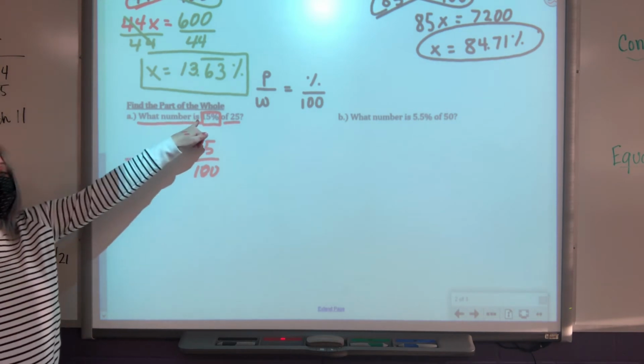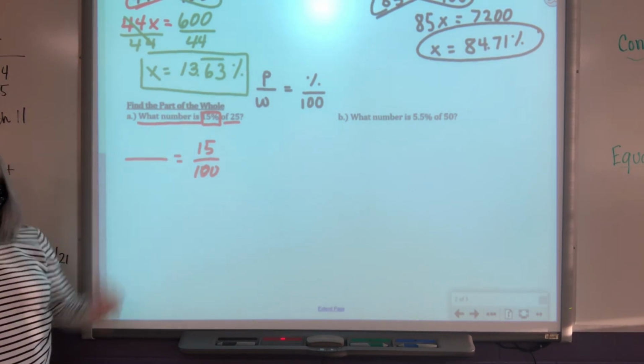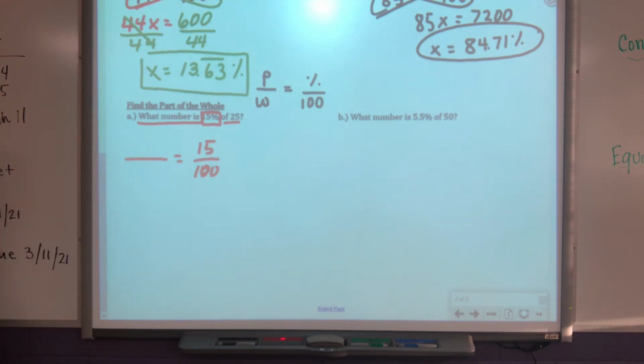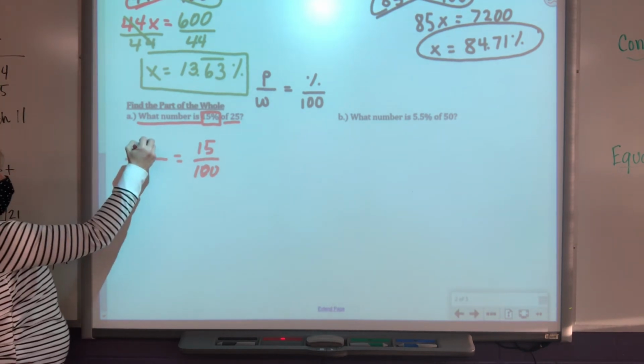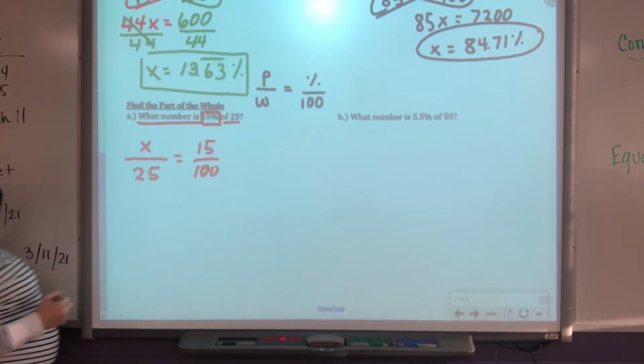So what number is? Do we know what number is? No. So where does our x go? Numerator or denominator? Numerator, because we're looking for our part. Of 25 goes in the denominator.